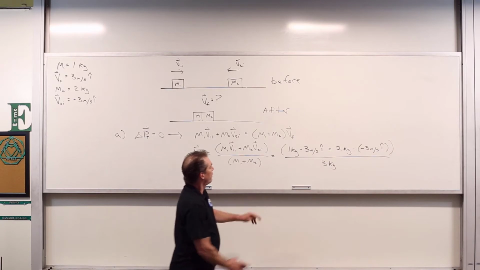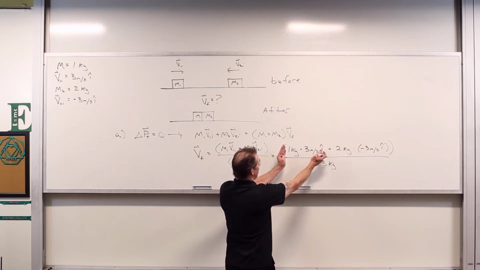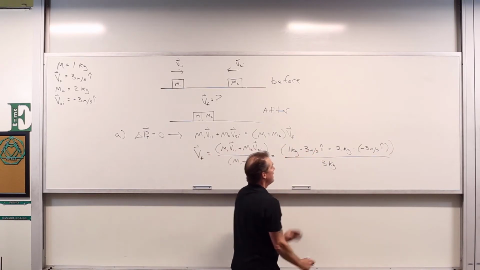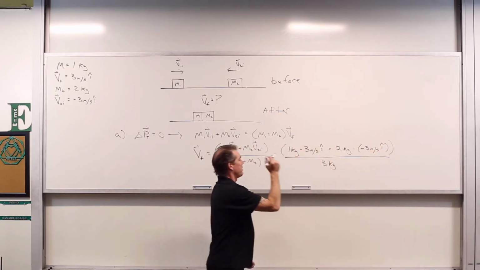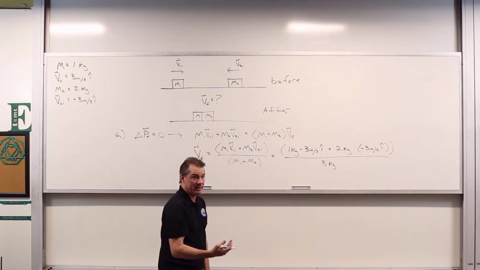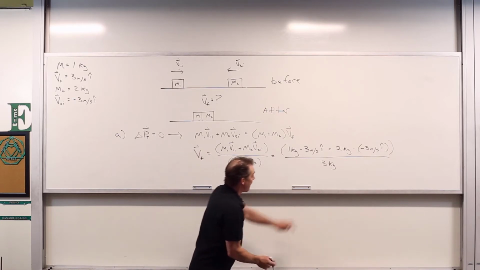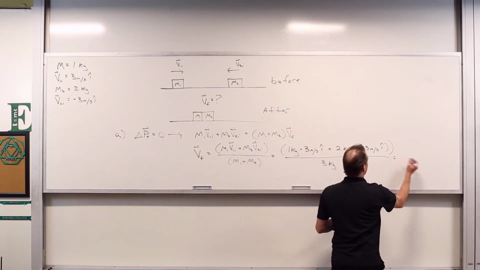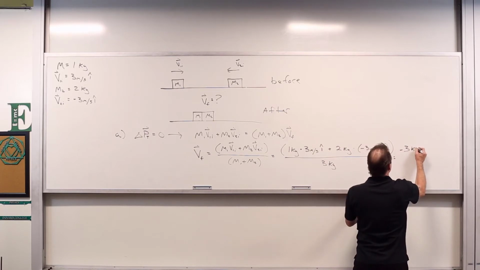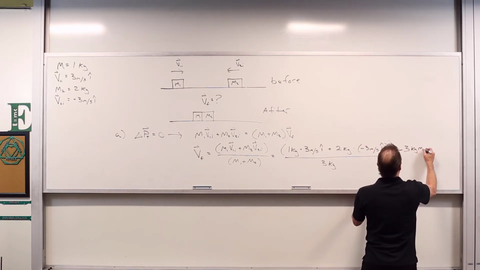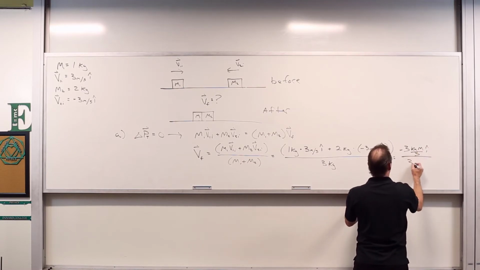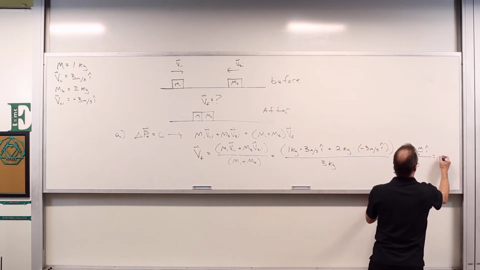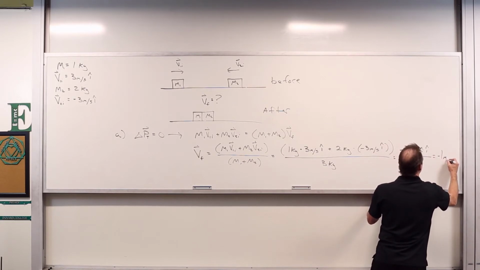So we look at this. This quantity here is going to be 3 kilogram meters per second i hat. This quantity here is going to be negative 6 kilogram meters per second i hat. So we've got 3 plus negative 6 divided by 3 here. So we've got negative 3 kilogram meters per second i hat divided by 3 kilograms, which is then equal to negative 1 meter per second i hat.